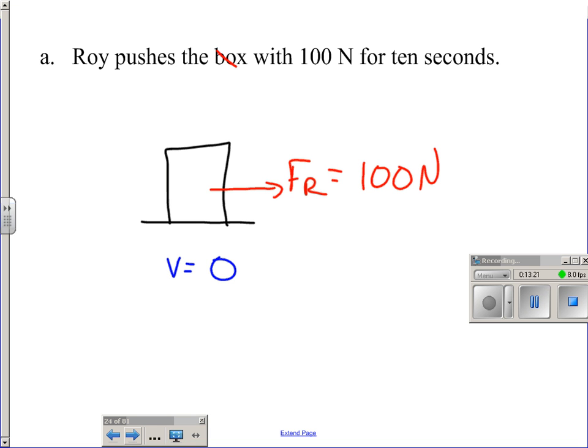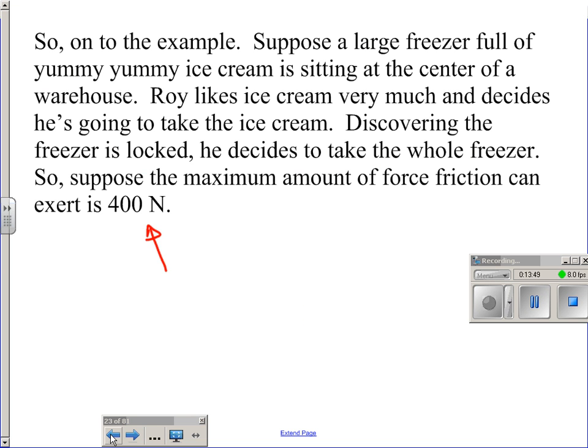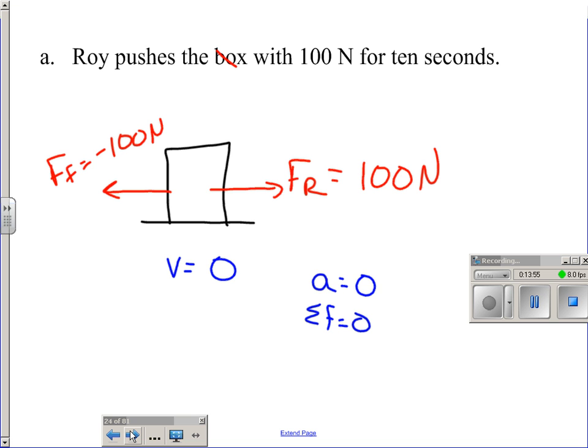Now, friction doesn't want the box to move, so it's going to try to prevent it from moving. So the question is, does friction have within its power enough force to prevent the motion, to keep the velocity 0? Friction is going to try to keep the velocity 0, which means that it's going to try to make the acceleration 0 and the net force 0 if it can. So to do that, friction would have to push this way with a force of negative 100 newtons. And because 100 newtons is less than 400 newtons, it's able to do that. Okay? So there's our drawing for this one. Friction's able to prevent the motion by exerting a force of 100 newtons.